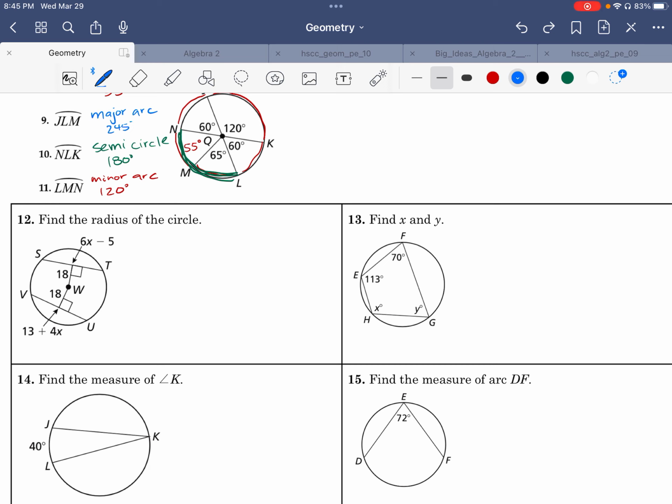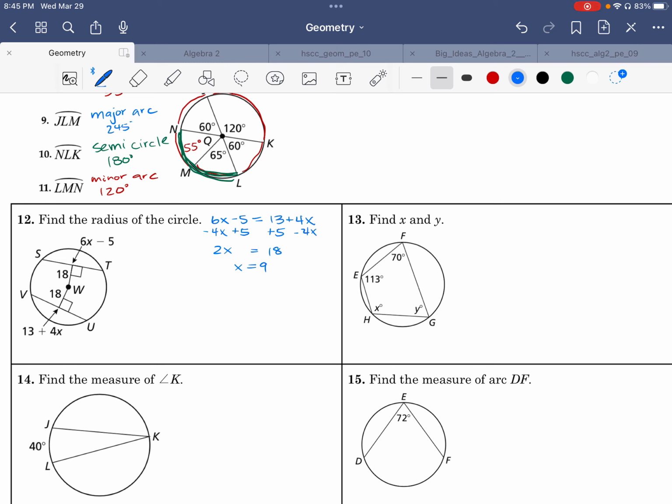So we're going to say the 6x minus 5 is equal to the 13 plus 4x. And we're just going to go ahead and solve this guy, moving all the x's to one side of the equation and all the numbers, or non-x's I should say, to the other side of the equation. And this gives us 2x is equal to 18. Dividing both sides by 2, we find out that x is equal to 9.